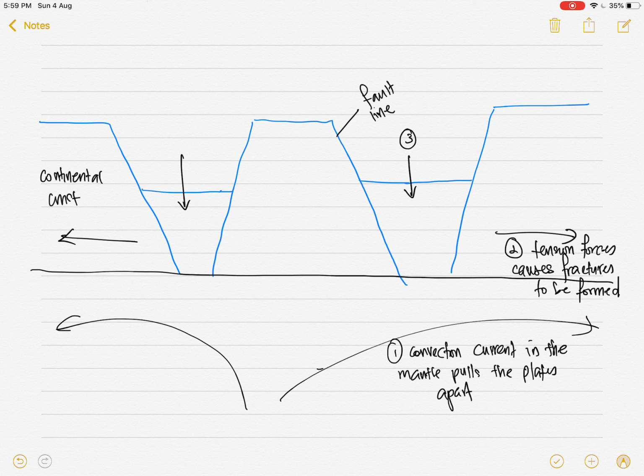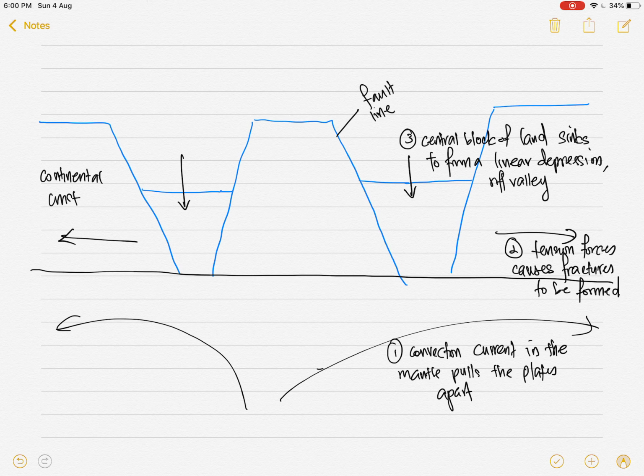Part 3, central block of land sinks to form a linear depression known as a rift valley. Similarly, this is also a rift valley on the left.